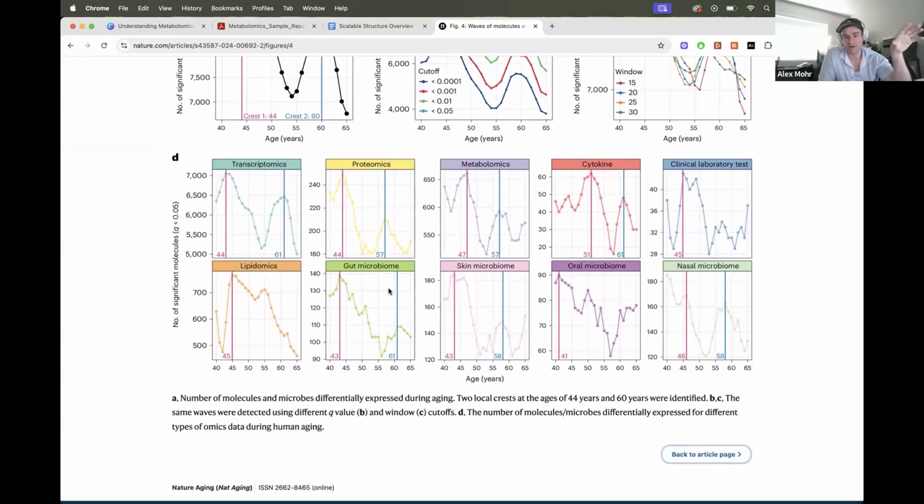What they were able to do here was see when massive changes were occurring in these different layers. If you look at the metabolome, this is when aging was accelerating, between the ages of 47 and 57. That's a very simple and powerful visual.